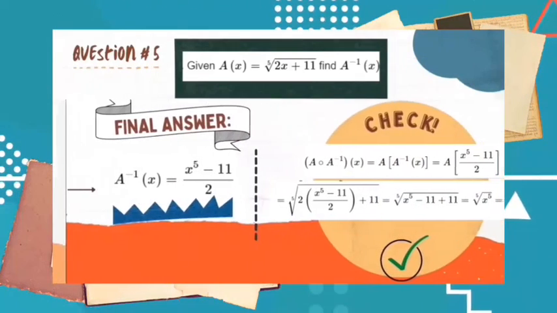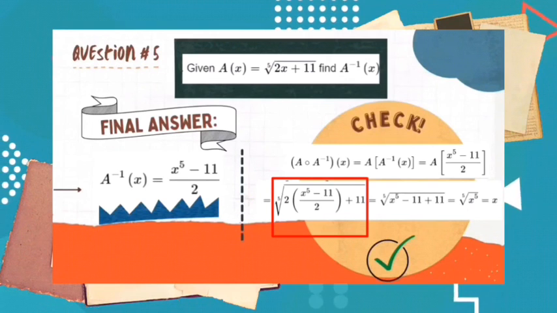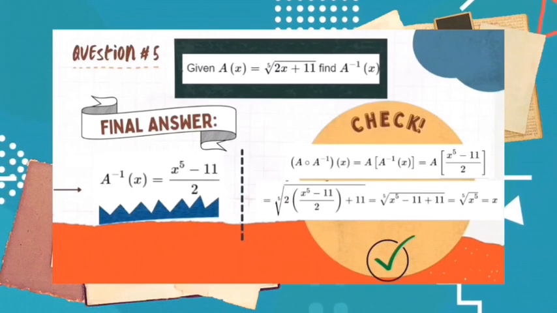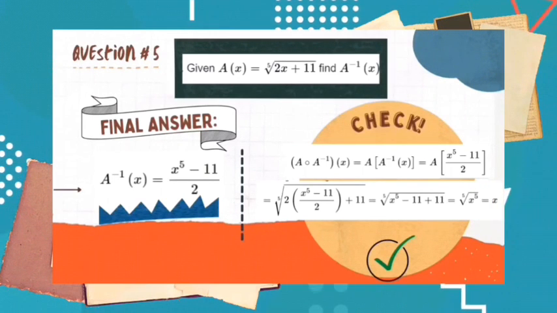Now let's check if our answer is correct using the composition of function. Let's first compose a of x with its inverse. This gives us the equation on the right. First, we simplify the equation into the 5th root of x to the power of 5 minus 11 plus 11. Furthermore, it can be simplified to the 5th root of x to the 5th. This then gives us the answer x, which means our answer is correct.